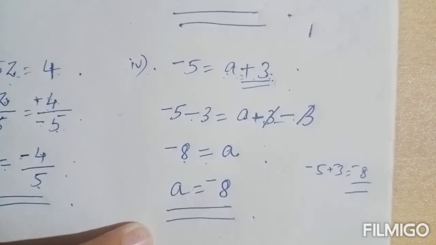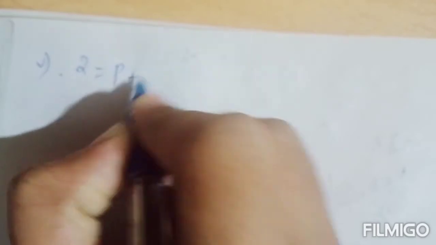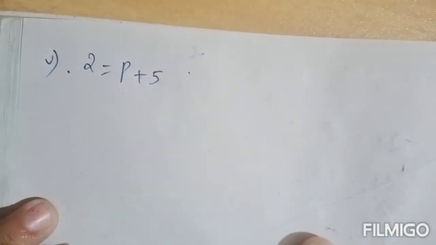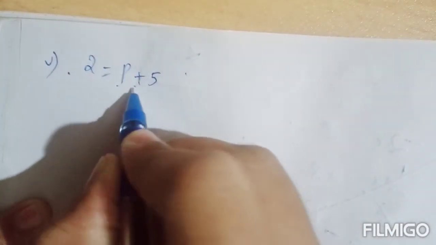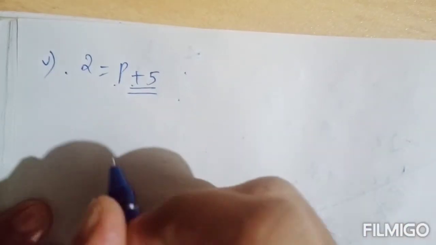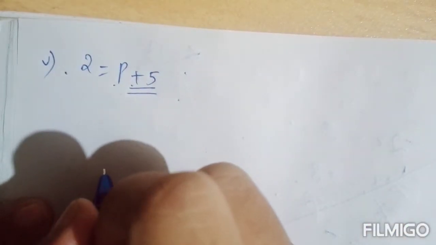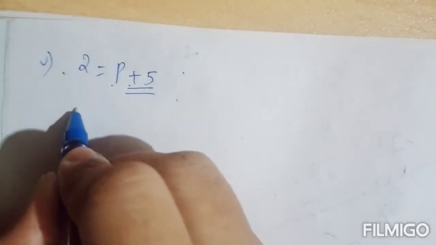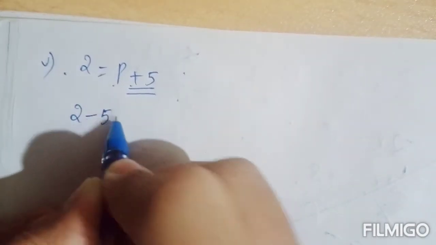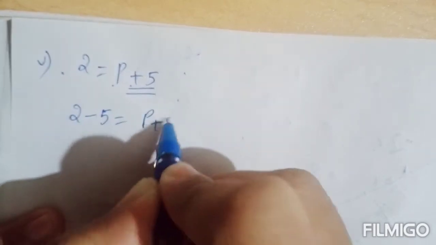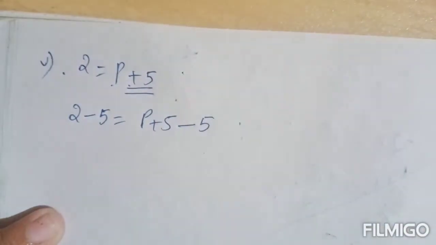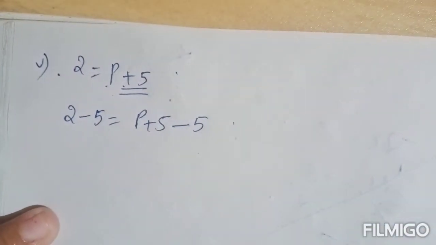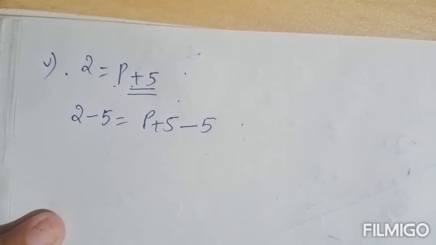Fifth question. 2 equal to p plus 5. So here p plus 5 is coming. So what to do? You can subtract 5 from both sides of the equation. That is 2 minus 5 equal to p plus 5 minus 5, subtracting 5 from both sides of the equation.